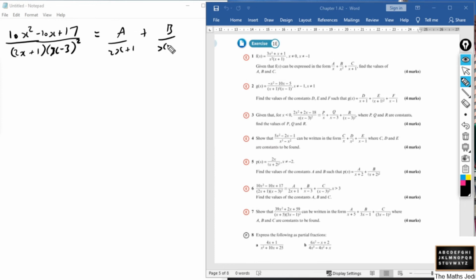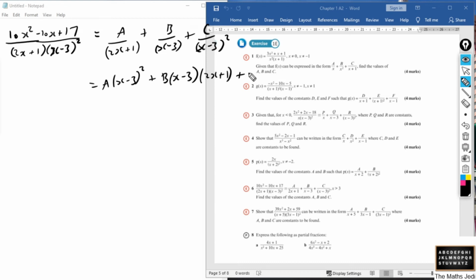This time the repeated root is x minus 3 all squared. Again, this is the one everyone forgets. Just make sure you don't. If I multiply it out, what would I multiply a by to get these denominators the same? It's a lots of x minus 3 squared. What would I multiply b by? I'd have b multiplied by a single x minus 3 and then the 2x plus 1, and then the c finally would be multiplied by 2x plus 1.